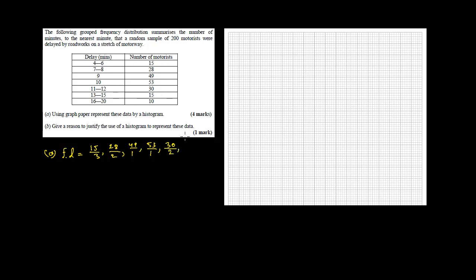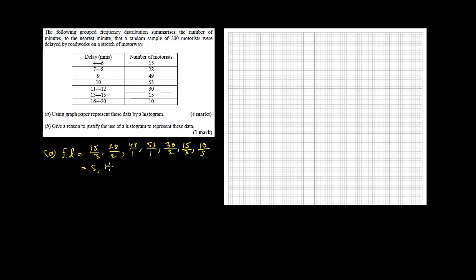Then we have 15. 15 minus 13 is 2, plus 1, 3. And then we have 10. 20 minus 16 is 4, plus 1, 5. So this is going to be 15 by 3 is 5.